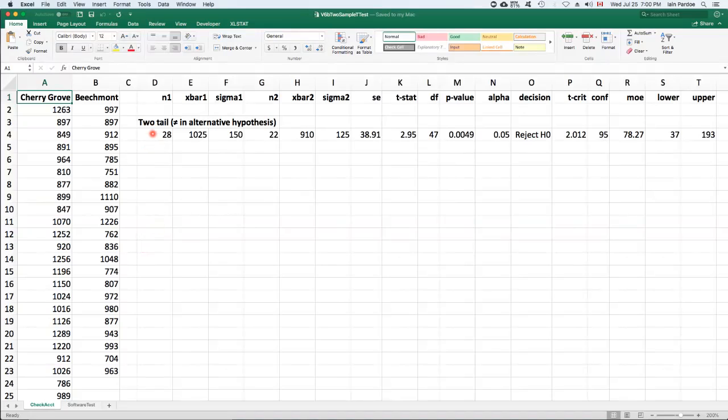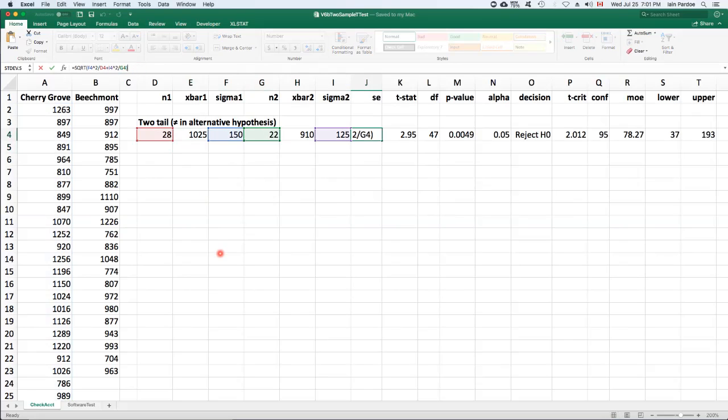The sample size for the first sample is 28, and the mean is 1,025. And then the standard deviation, which we're going to estimate from each sample, in the first sample is 150. And then the comparable values in the second sample: 22 for the sample size, 910 for the sample mean, 125 for the sample standard deviation.